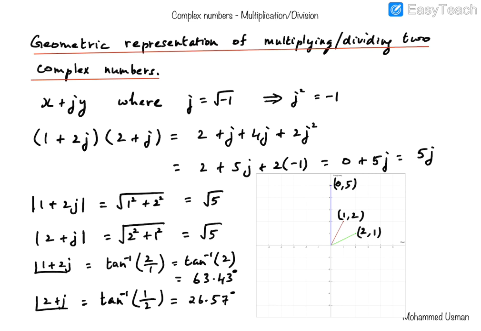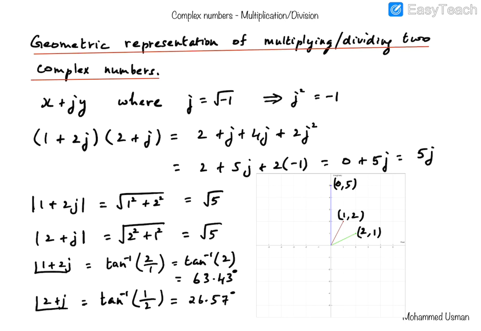Now, each of these complex numbers has a certain magnitude and a certain angle. So 1 plus 2j has a magnitude of square root of 5. The length of this red line from the origin to the point (1, 2) is square root of 5, and we can compute that using the Pythagoras theorem, which is exactly what is being done here: 1 squared plus 2 squared, under the root, is square root of 5. So this has a magnitude of root 5. Similarly, the distance of the second point (2, 1) from the origin is also square root of 5.